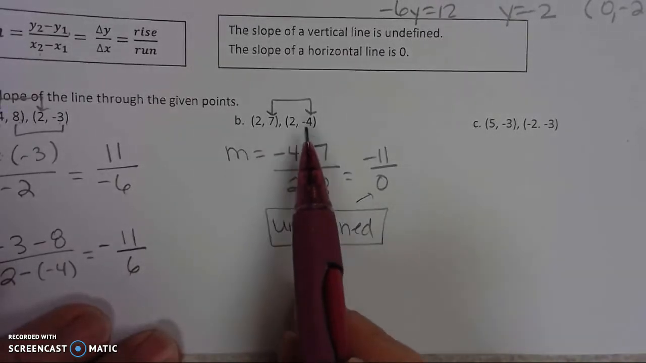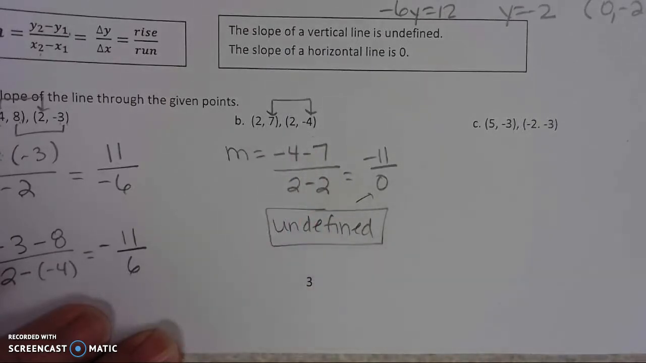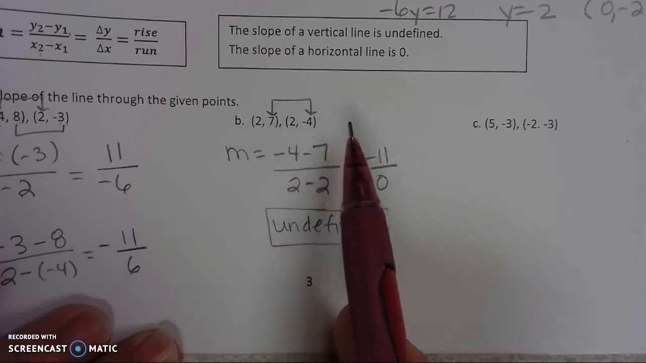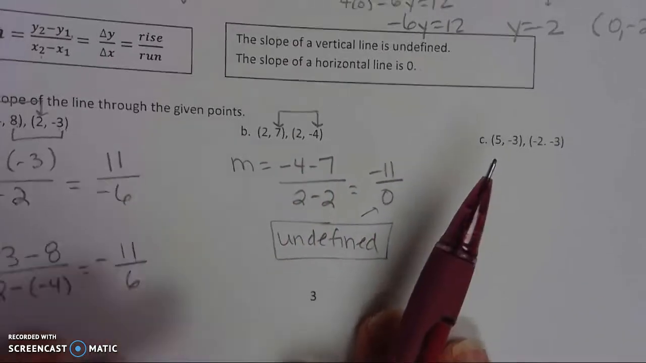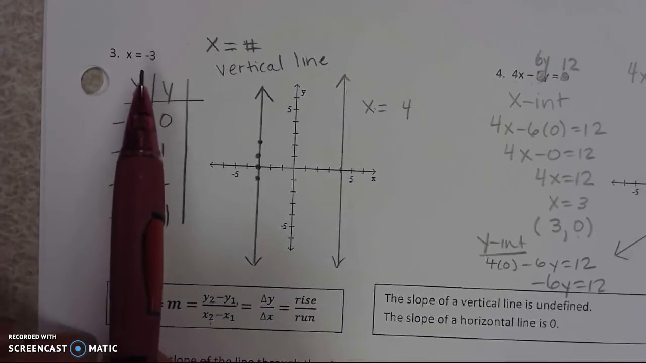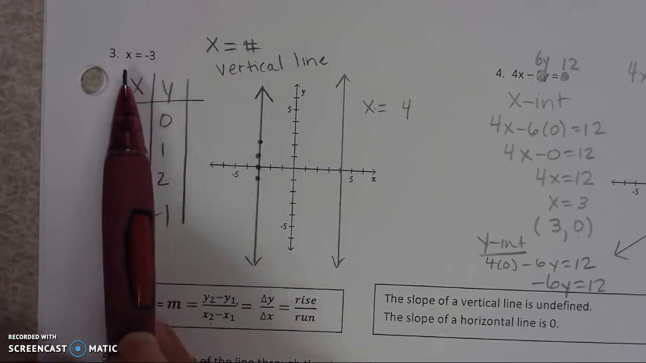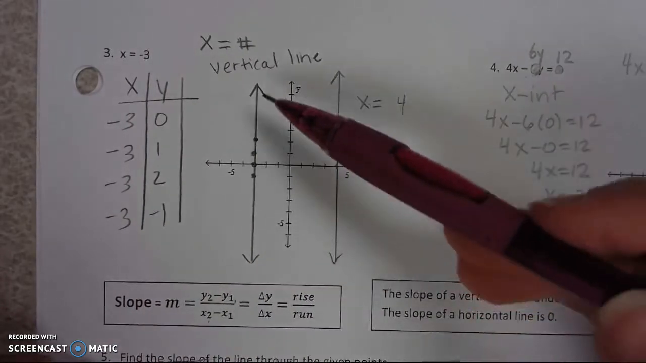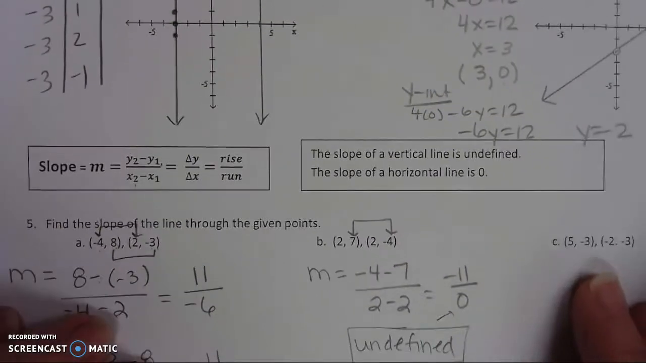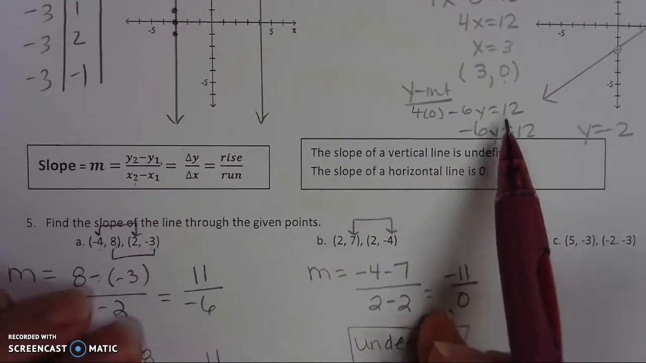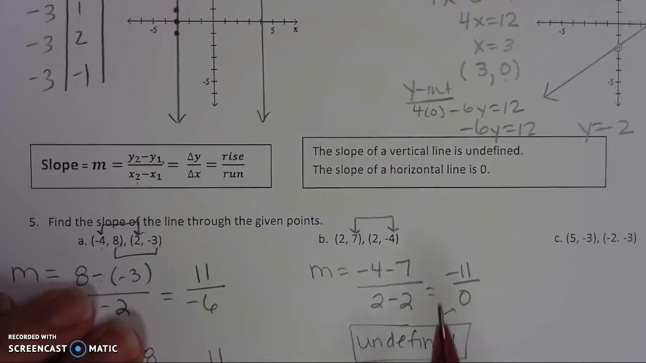Now if you look at the points, notice that the x values are the same. And remember, we talked about this in the previous video, that when the x values are all the same, it would look something like this. This was from the previous video. When x equaled -3, x was always -3 and y could be whatever. And this resulted in a vertical line. Remember we said the slope of a vertical line is undefined, and you can see that occur here.